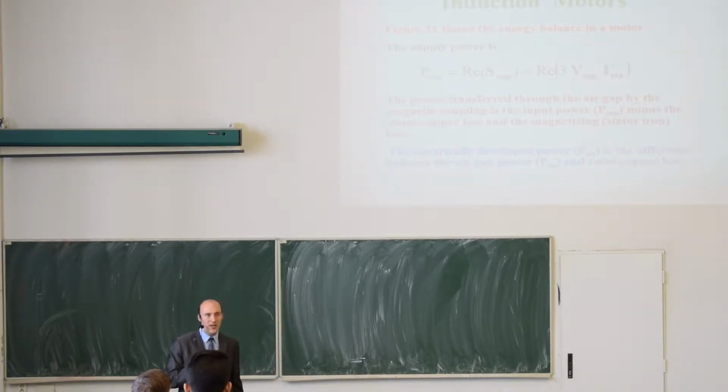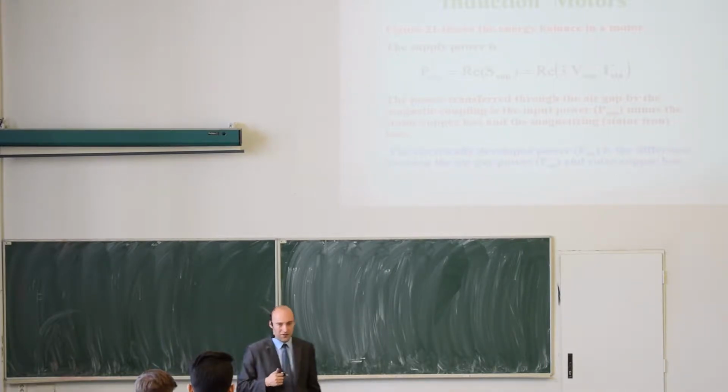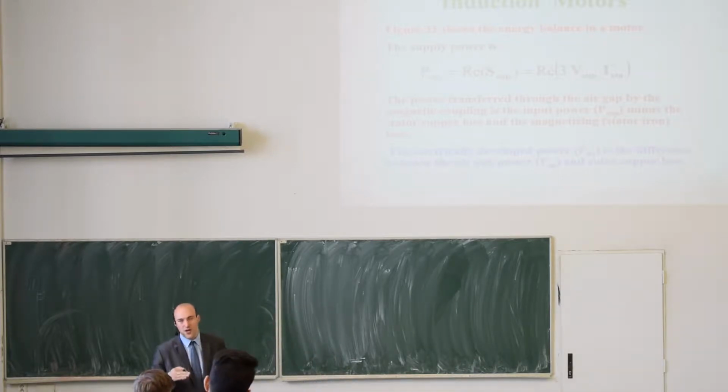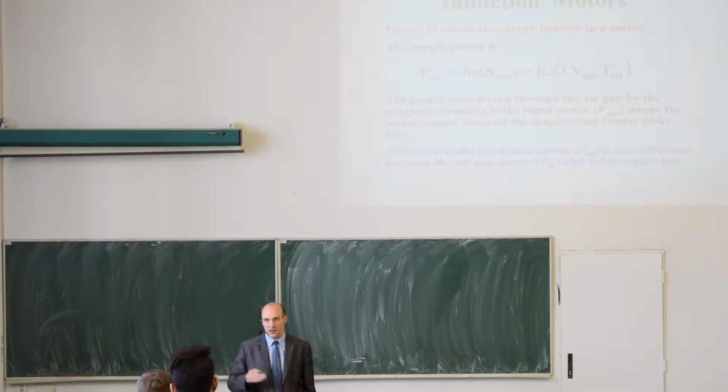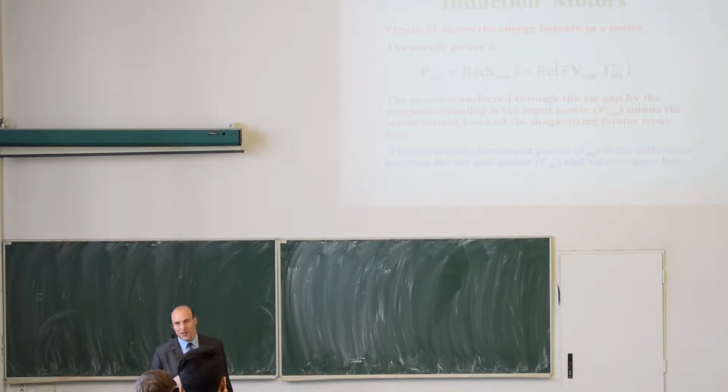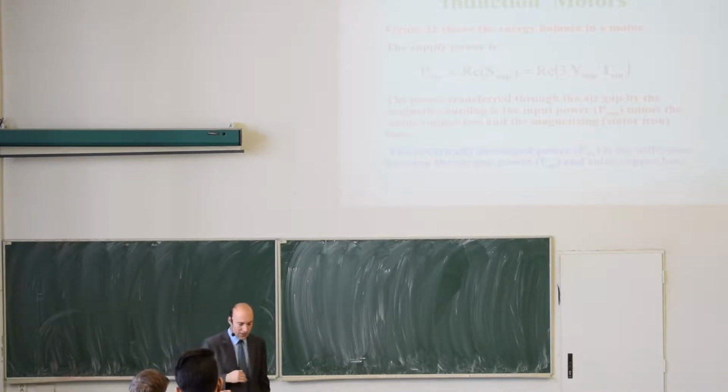Now this input power, we subtract losses that are created in the stator and losses in the magnetic circuit, and what's left is a relatively big part of the power, and this is being transferred through the air gap into the rotor. In the rotor, this magnetic flux creates current, and then it works by interaction of the current in the rotor and the stator magnetic field.